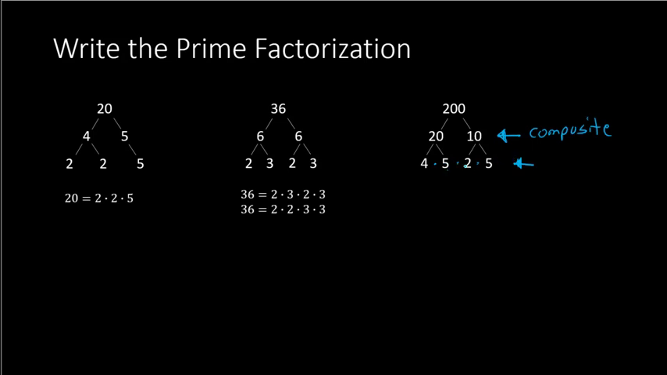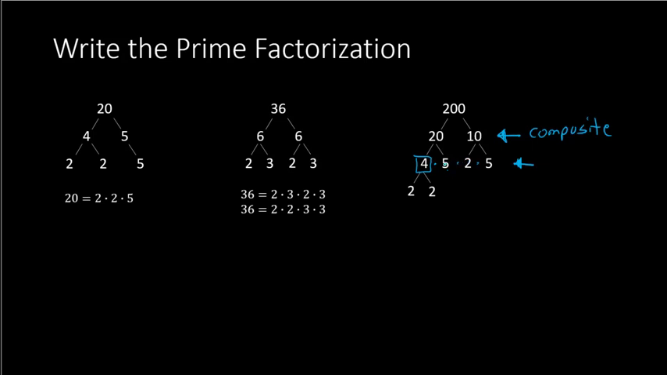Well, the 5 and the 2, those are going to be prime. Those cannot be taken any further. But the 4 out here, that number is composite. So this 4, we're going to take and break it down further. 4 can break down as a product of 2 times 2.